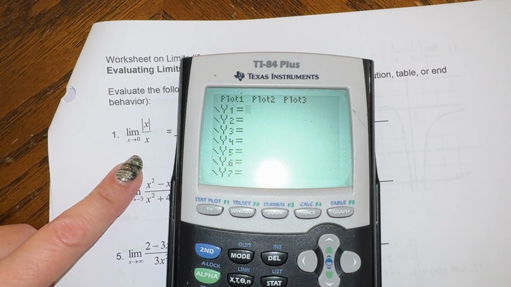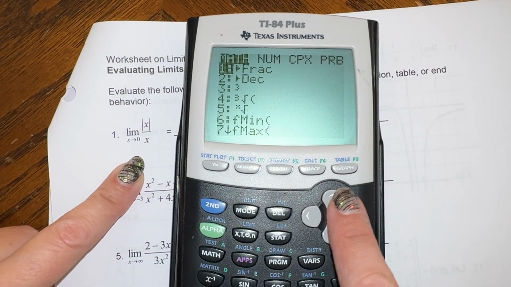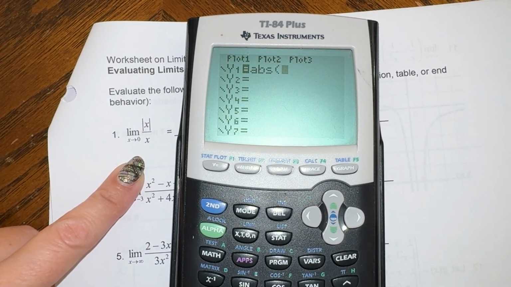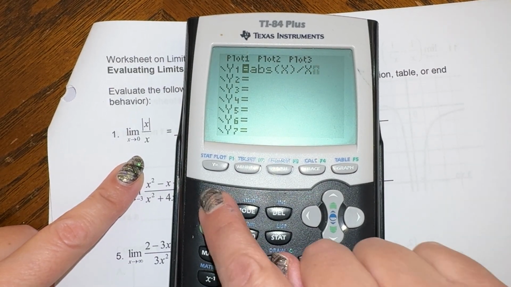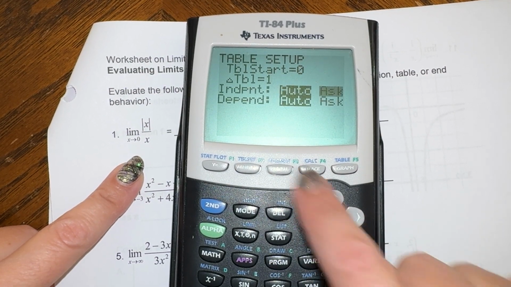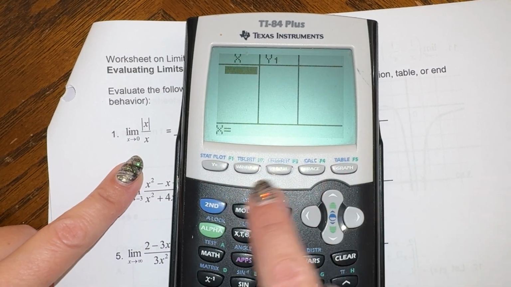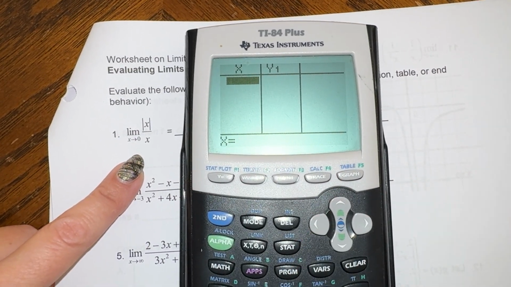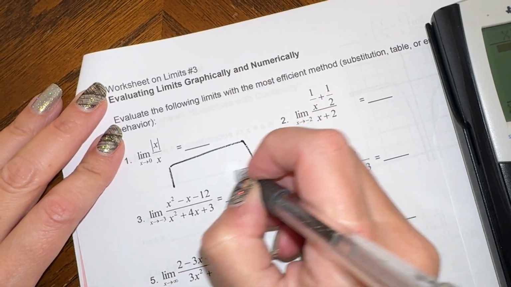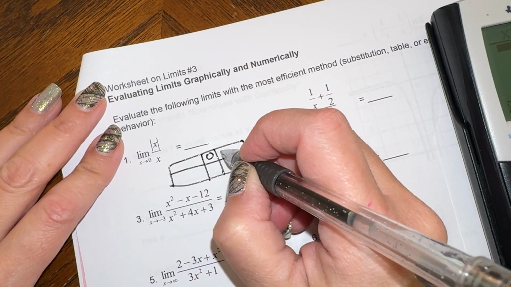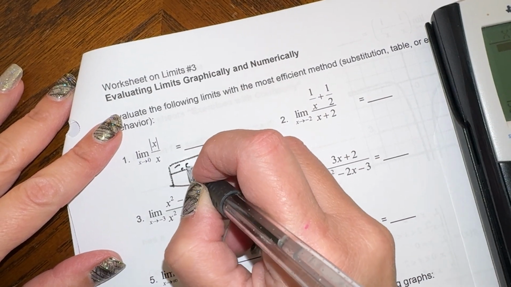So in Y1, I'm going to put the absolute value, and to get that, you have to hit the math button, go over to number, and ABS stands for absolute value, and then divided by X. Make sure your independent in the table is set to ask. Then we're going to go to second graph, and I have to type in numbers close to 0. So if I set up my table, on the right is 0.001, and on the left is negative 0.001.